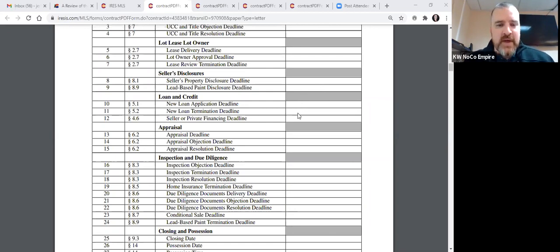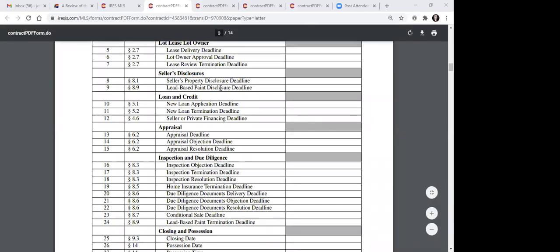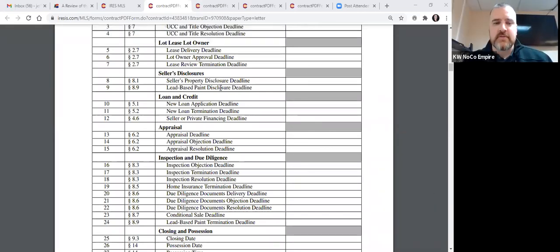Loan application we talked about, seller private financing deadlines. Yep, go ahead. On the lead-based paint, is it the same rules as if it's a regular house? Yep, yeah, so nothing changes as far as the operation of that goes. Now keep in mind that in 2019, the operation of the lead-based paint section did change. It used to be that if it wasn't fully executed by all parties and properly filled out, the deal was void.